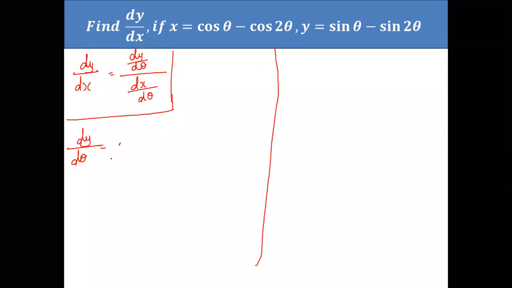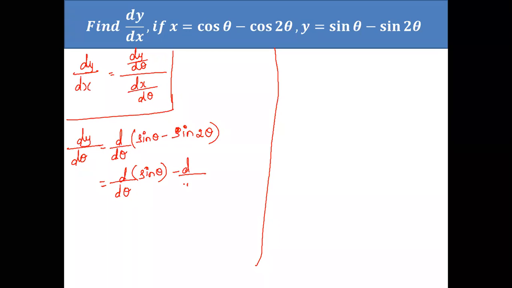So dy/d theta is d/d theta of y. Y is nothing but sine theta minus 2 sine 2 theta. Okay, so it is a difference. The derivative of a difference is the difference of the derivatives. So it is d/d theta of sine theta minus d/d theta of 2 sine 2 theta.